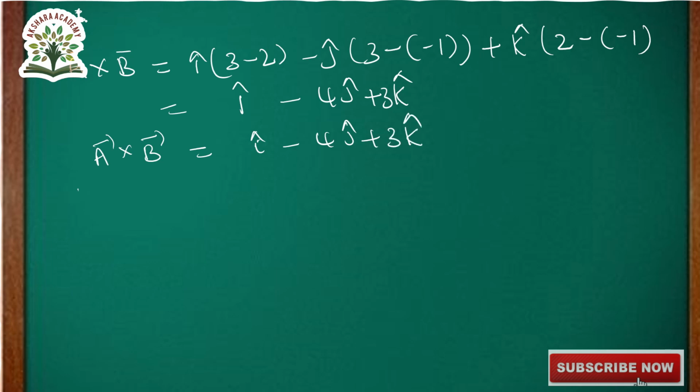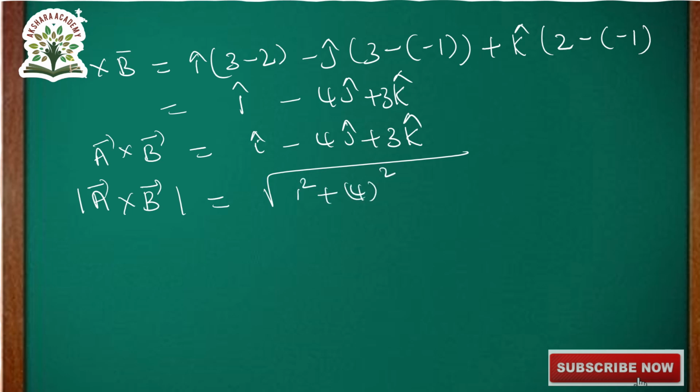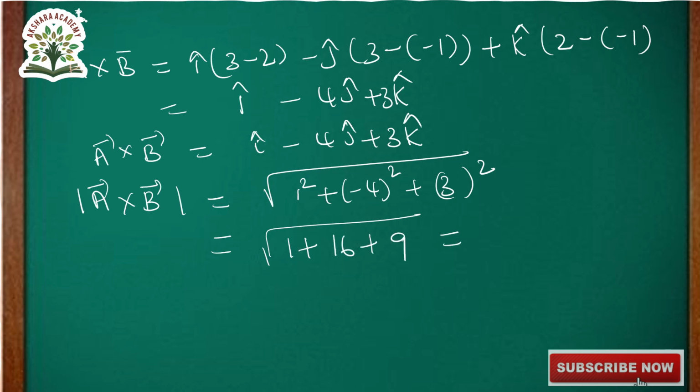Now we are finding the modulus of A bar cross B bar, which is equal to root of 1 square plus minus 4 whole square plus 3 whole square, the components of i, j, and k. So that is equal to root of 1 plus 16 plus 9. So this is equal to root 26.